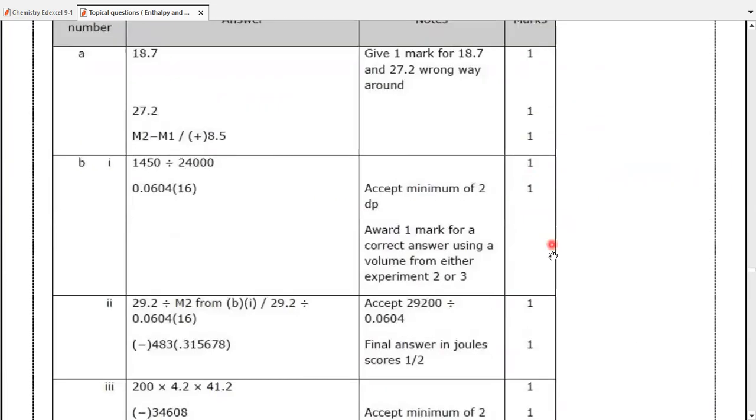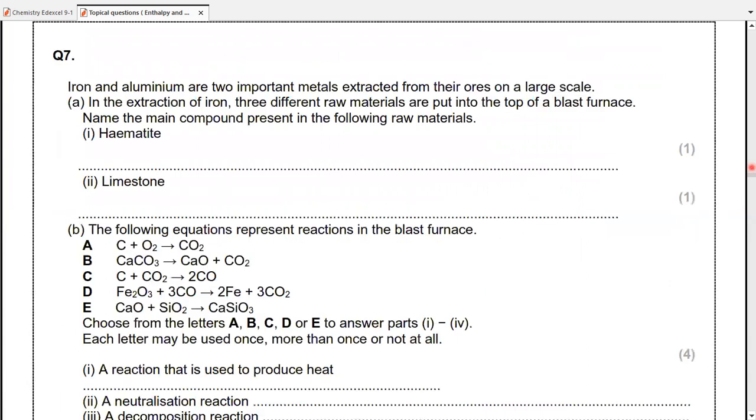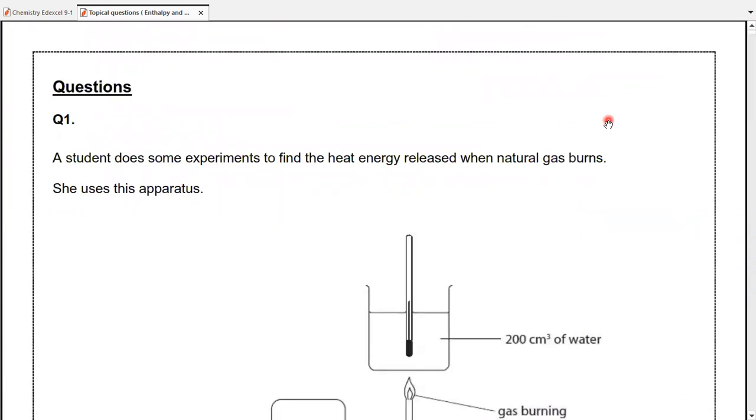And the marking scheme starts. The rest is the marking scheme. Right? This mostly completes the question, but if you still have any, you can ask me.